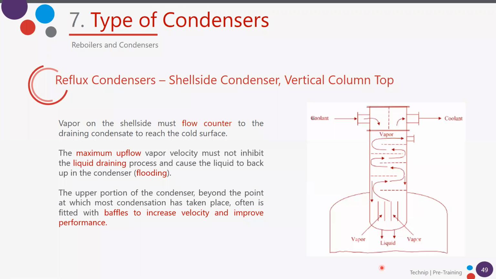So as you can see in the picture, we have the vertical column top condenser with baffles on the shell side, which allow us to increase velocity and also enhance the separation between liquid and vapor. The vapor goes up while the liquid goes down on the same part of the shell side.